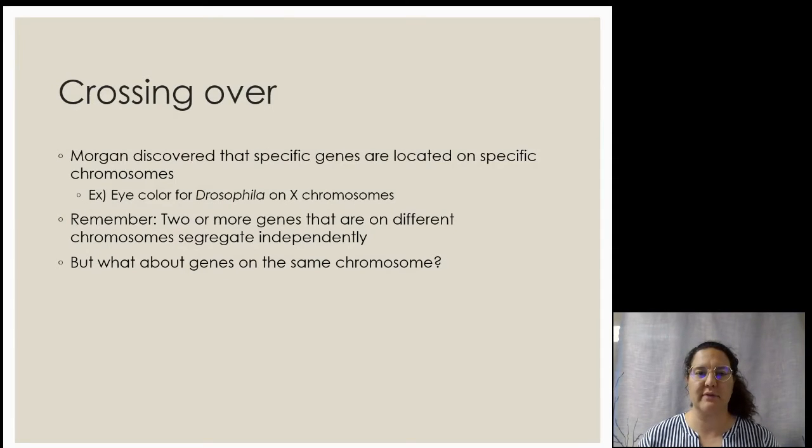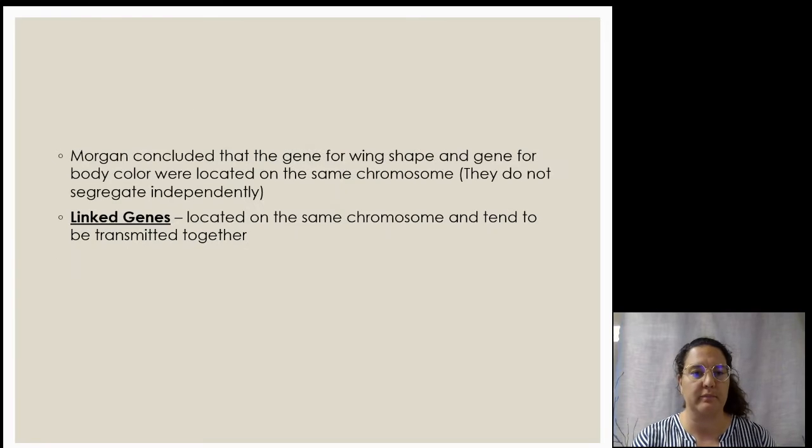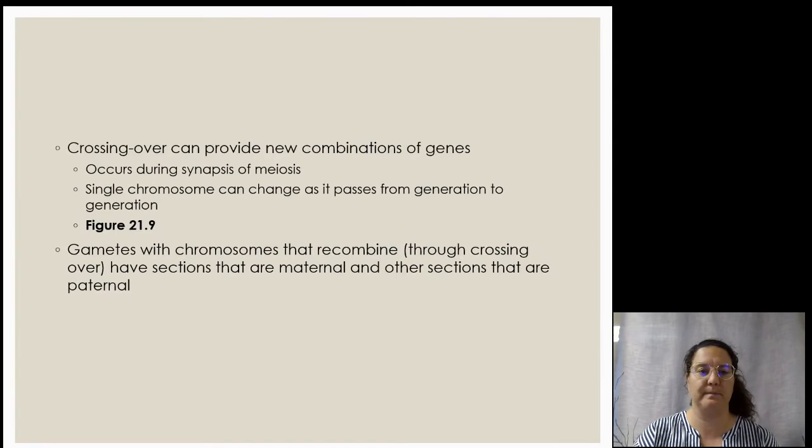So Morgan also discovered that specific genes are located on specific chromosomes, like eye color for Drosophila on the X chromosome. And remember that two or more genes that are on different chromosomes separate independently. But what about genes on the same chromosome? So Morgan concluded that the gene for wing shape and the gene for body color were located on the same chromosome, so they do not segregate independently. And linked genes that are located on the same chromosome tend to be transmitted together.